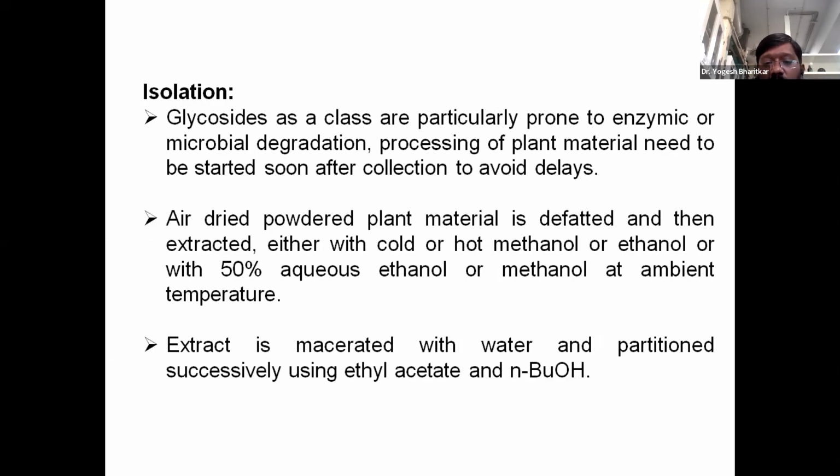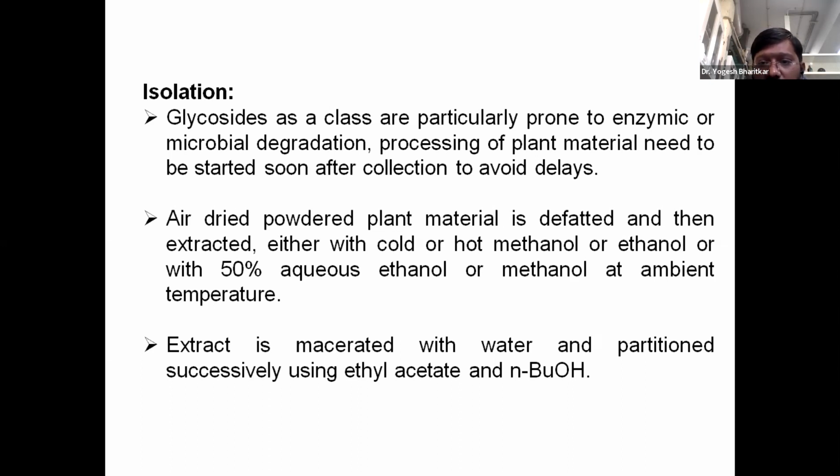I would like to cover some isolation, because without isolation structure elucidation is not possible, so we require a pure molecule. First, extraction. How do we extract? Glycosides are a class particularly prone to enzymatic or microbial degradation. Processing of plant material needs to start soon after collection to avoid delay, because if microbial degradation happens, the glycoside linkage may break. So in the case of saponin, we have to start soon after collection.